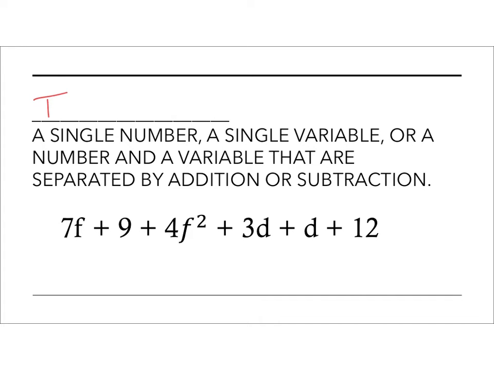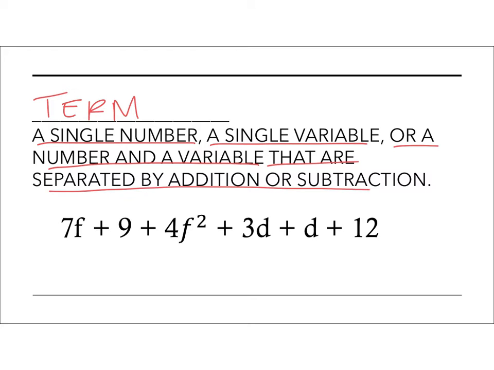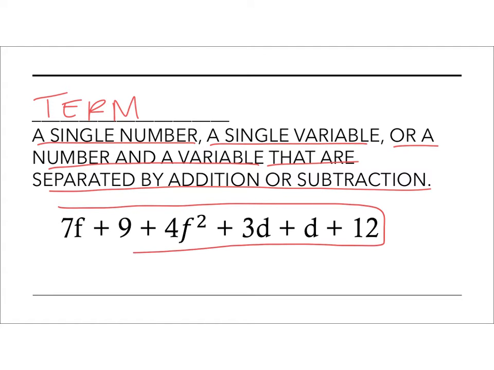Okay, the next vocabulary word we're going to talk about is a term. Terms can be a bunch of different things. It could be a single number, like a constant. It can be a single variable, or a number and a variable, that are separated by addition or subtraction signs. To see this clearly, what we like to do is box up our big expressions. I make a big box around them, and I start from the right, making a smaller box around the number that's first and the sign in front of it, and then I keep going. Next I have a variable and a sign. I've got 3D and a sign, 4F squared and a sign, then 9 and a sign, and then I've got my 7F. Each box that I've made, I've separated by those signs.